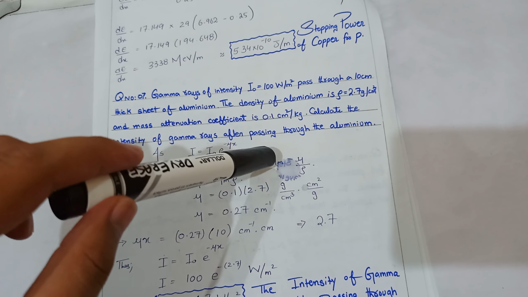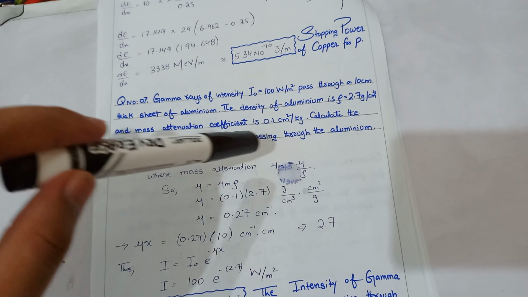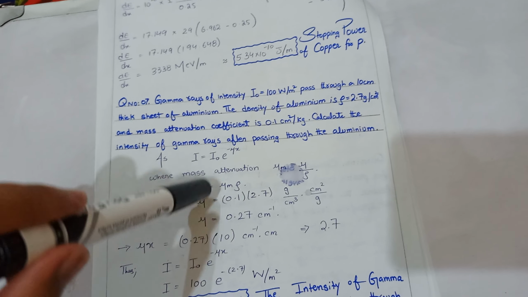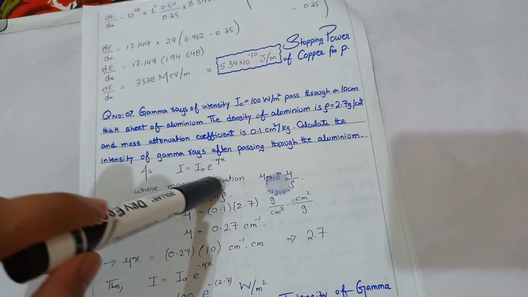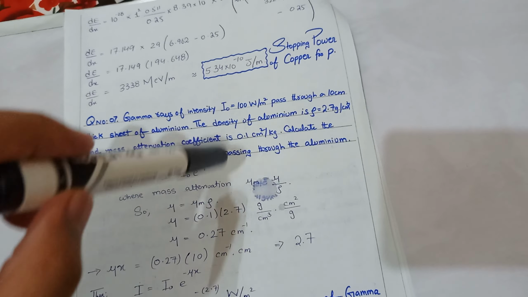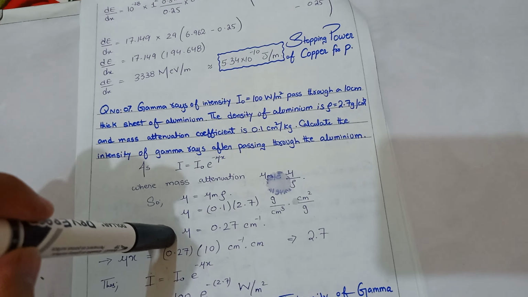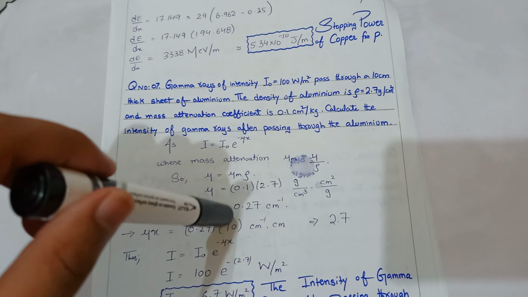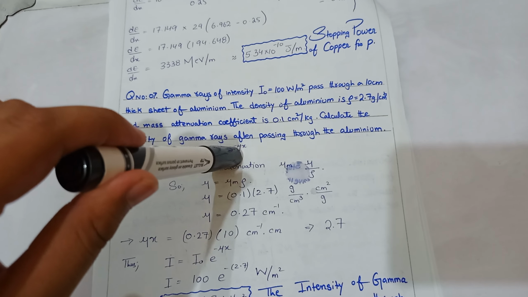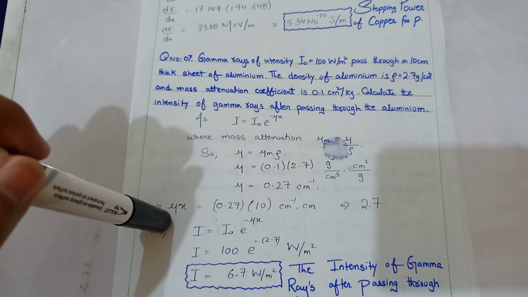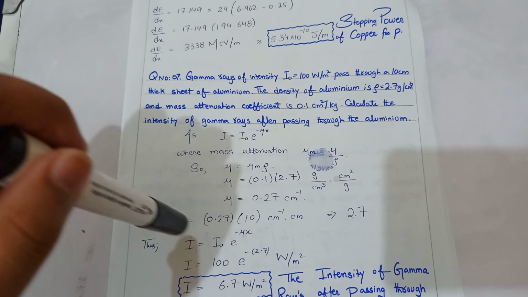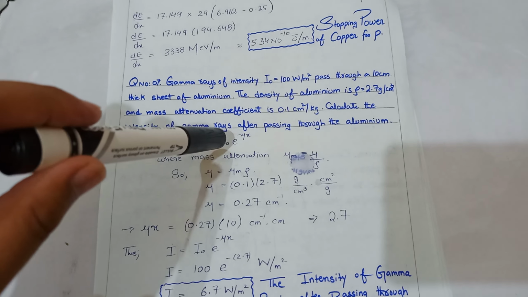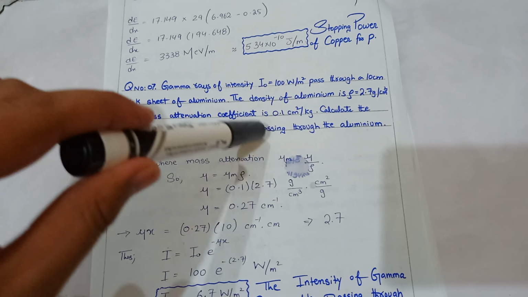So mu becomes equal to mu m multiplied by rho. Mu m is given, which is 0.1, and rho is given, which is 2.7, and you will get your mu, which is equal to 0.27 per centimeter. Now you just have to multiply mu with x. X is given, which is 10, and you will get your mu x equal to 2.7.